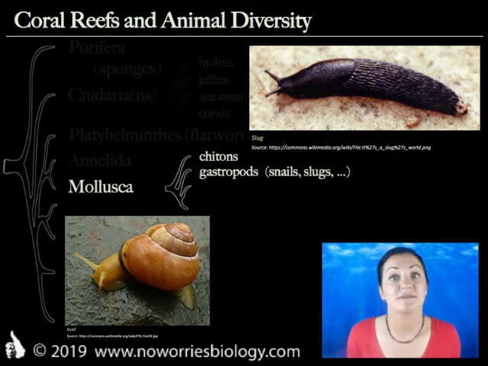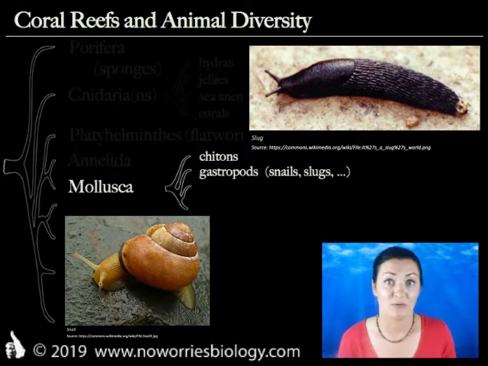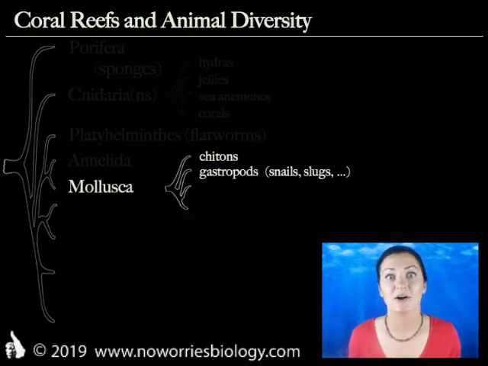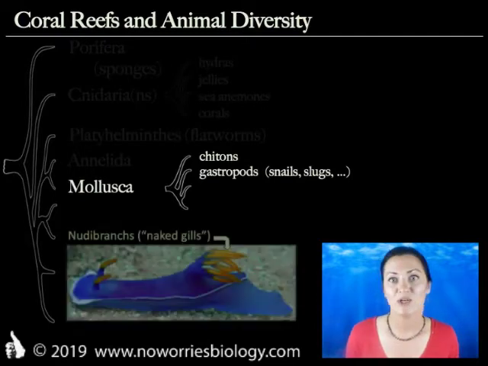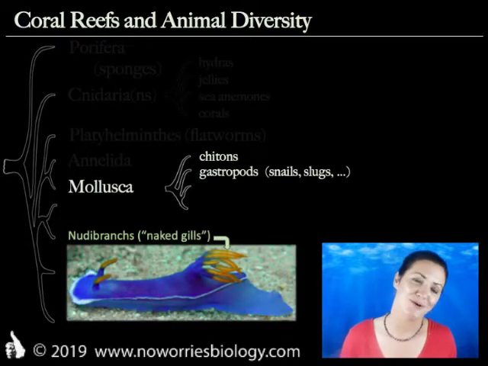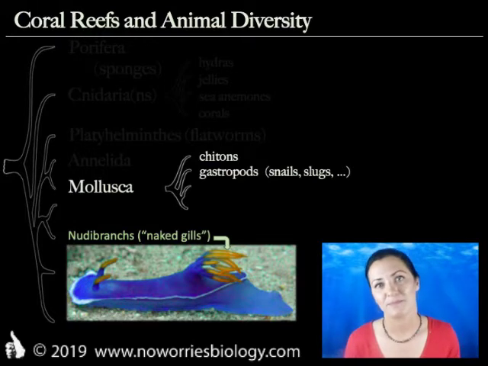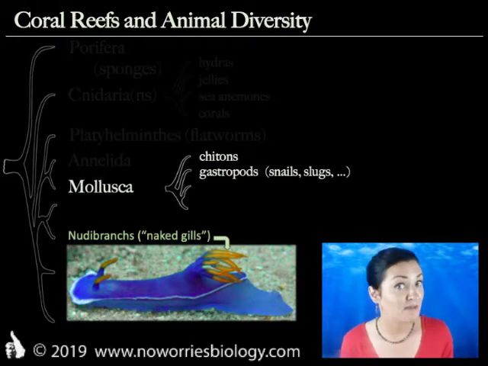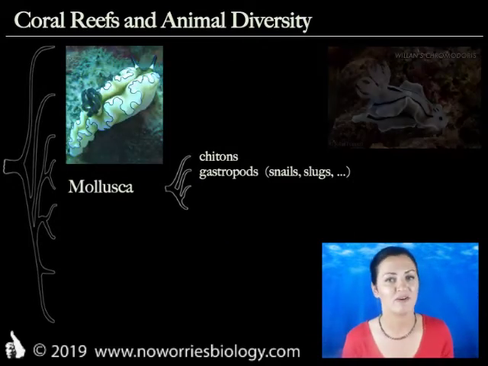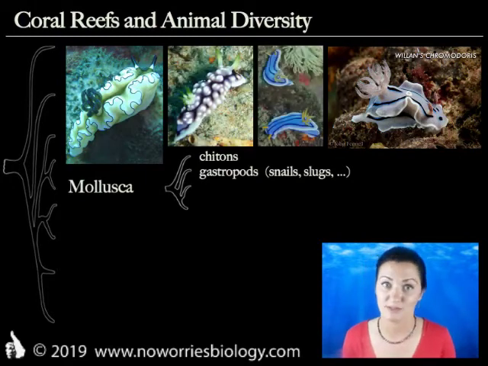There are plenty of snails and slugs living in coral reefs. One particularly striking group of such sea slugs are nudibranchs, which wear their gills, branchs, uncovered or naked, nudi, on their back. Currently, about 3,000 species of nudibranchs are known to us, and amongst them they display a wide variety of magnificent shapes and colors.